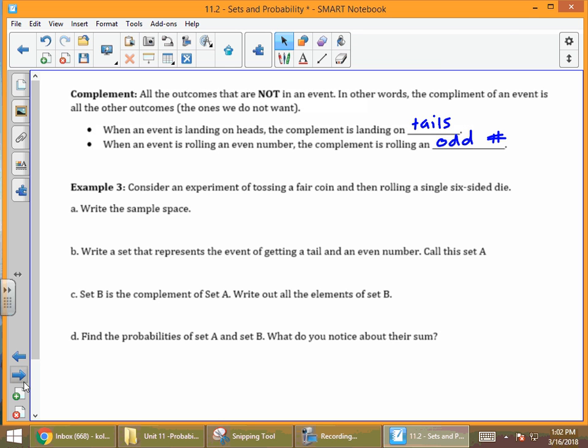So we take a look at example 3. It says, consider an experiment of tossing a fair coin and then rolling a 6-sided die. Write the sample space. So we write our sample space.